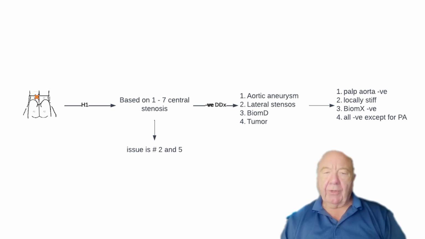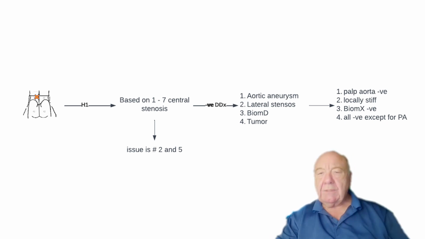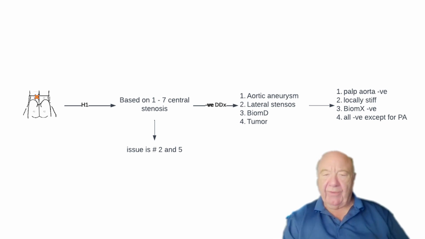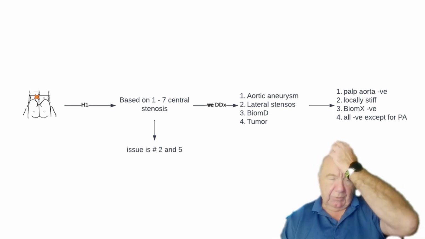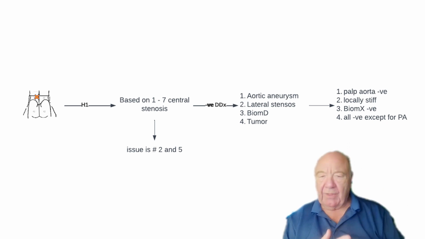So based on 1, 3, 4, 6 and 7, stenosis might seem to be a reasonable hypothesis. However, there are a number of reasons we've found that it's unlikely to be. There's a lot against it being that. So the way I would go about this then is a negative differential diagnosis.